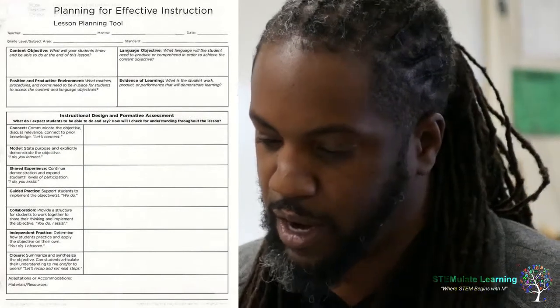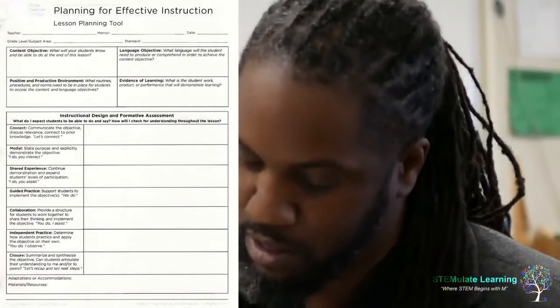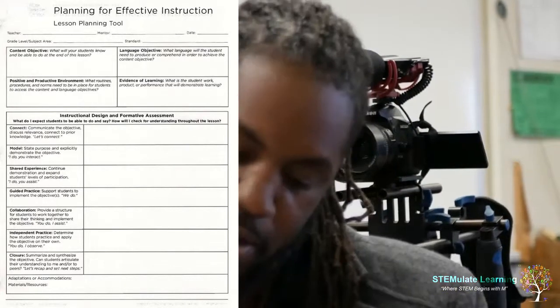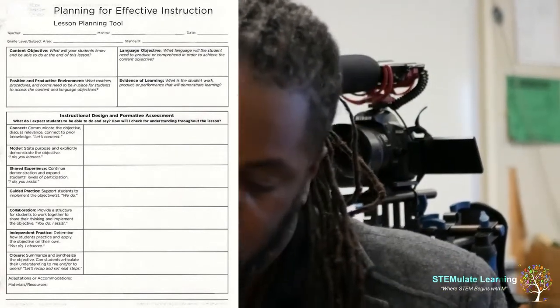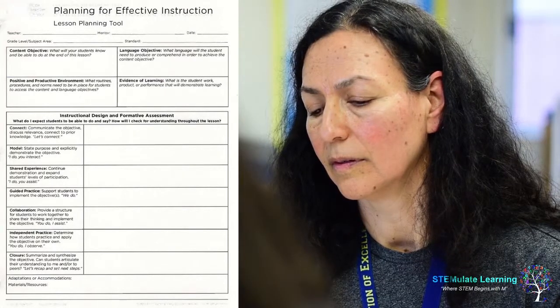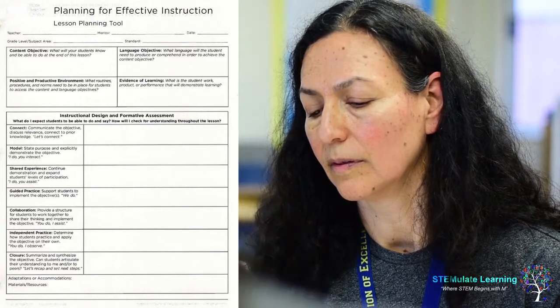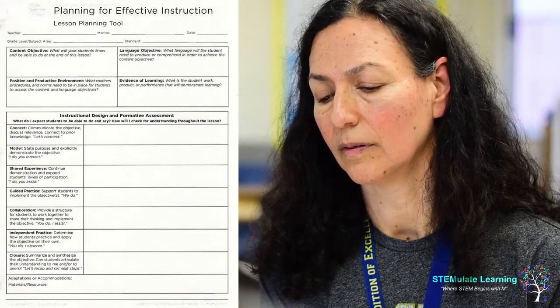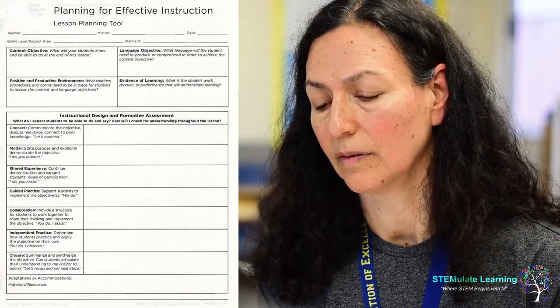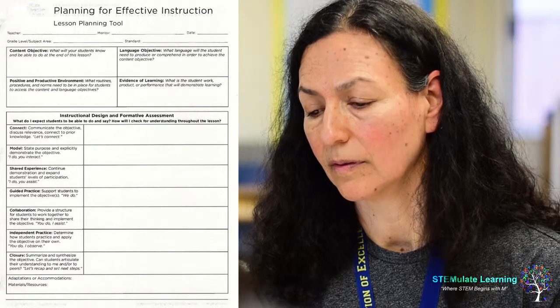I want to share one other thing with you too, and that's the planning for effective instruction. And you can use either side. I want to talk a little bit about this side right here. Connecting, modeling, shared experience, guided practice, collaboration, independent practice, and closure. Out of these, where would you say you feel as if you're strongest, and where would you say that you're weakest?